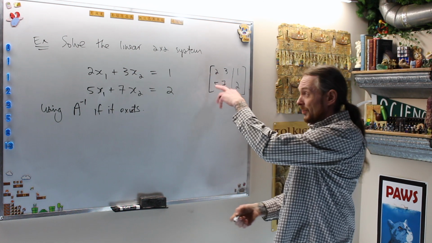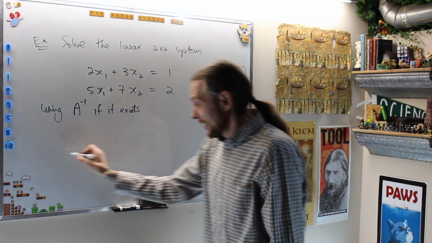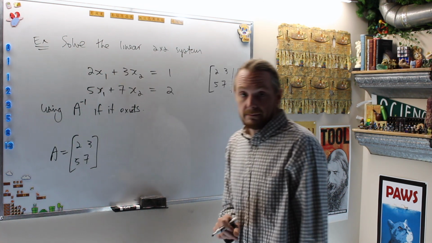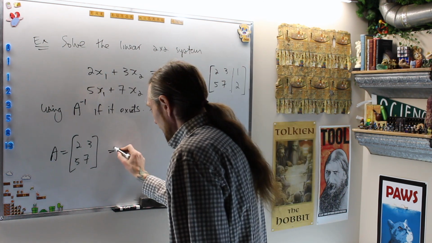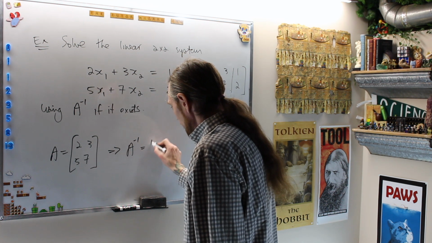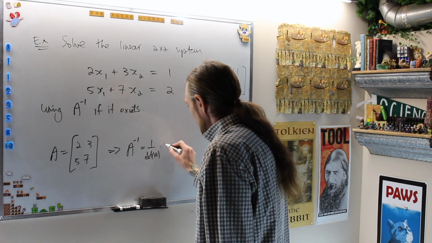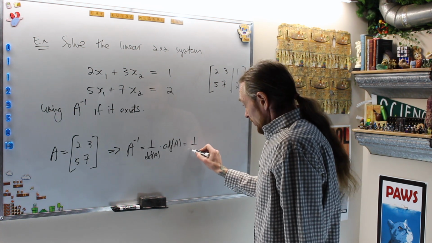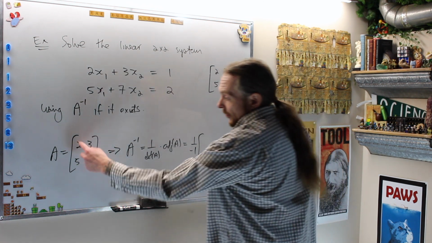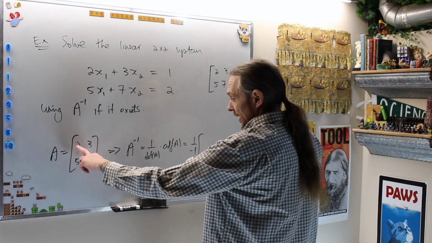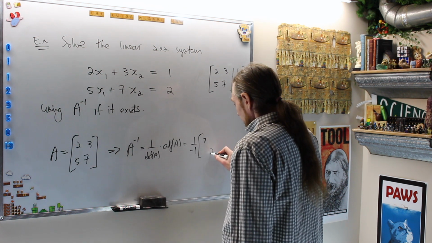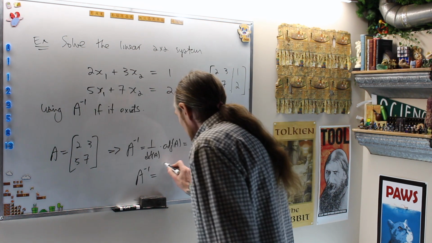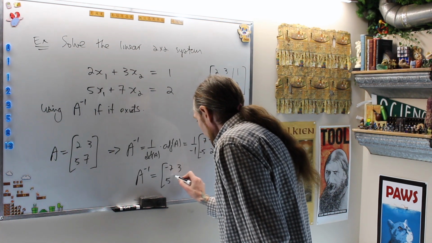So we could use row reduction. We have that method. Now what we're doing instead is saying this. A is equal to 2, 3, 5, 7. So the inverse A inverse is equal to 1 over the determinant of A times the adjoint of A, which is equal to 1 over negative 1. We've computed this: 14 minus 15 is negative 1. And then what do I get? The adjoint, which is 7, negative 3, negative 5, 2. And so A inverse is equal to negative 7, 3, 5, negative 2.